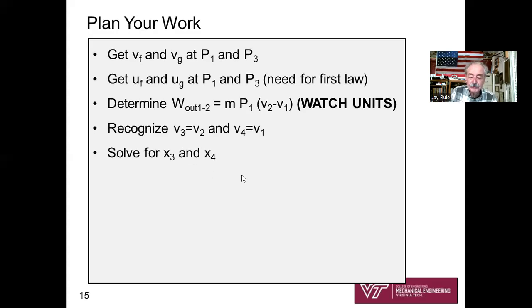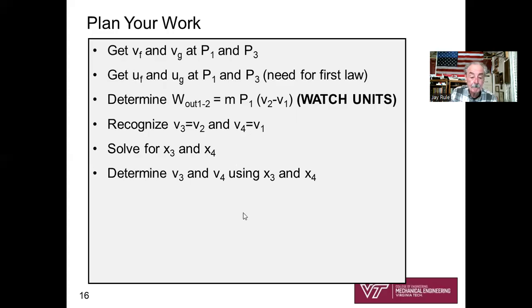Next, we'll solve for X3 and X4, the quality at states 3 and 4, because we know that V3 equals V2, V4 equals V1, and we've looked up everything we need to determine the quality at 3 and 4.